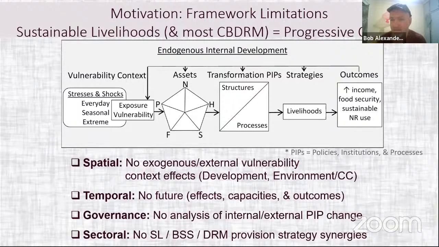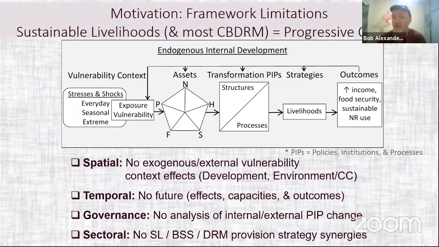When I was looking at this, of how to make it into something that we could look at to address making all of this fit together for risk managed development, I said there's a couple of problems with this model. One of them is there's no spatial integration. It doesn't consider the exogenous. Everything here is endogenous to the community. It is not considering exogenous factors that are external, contributing to the vulnerability context effects. It's not considering development happening in other places and both the benefits and the detriments that that causes to our resources and our ability to do things.